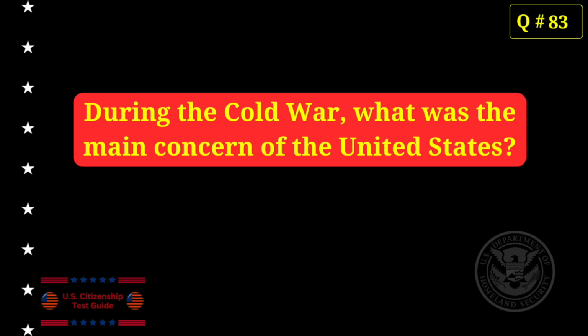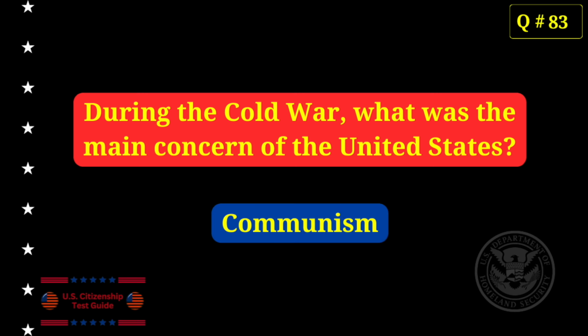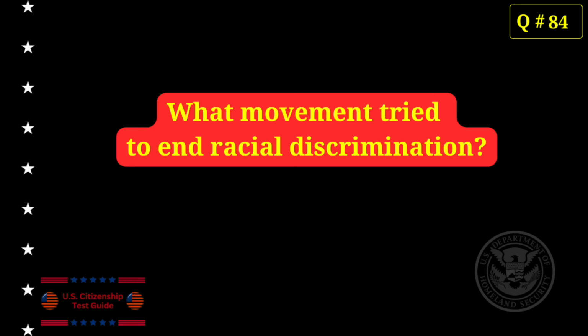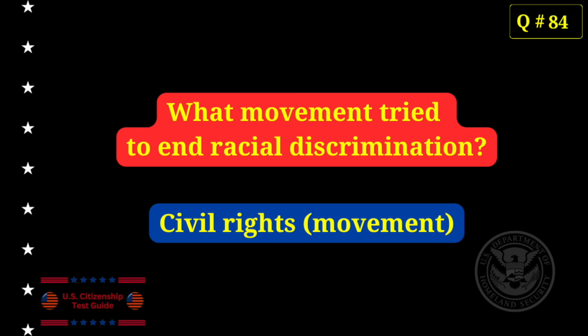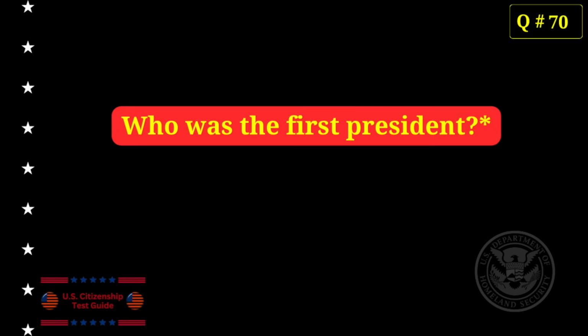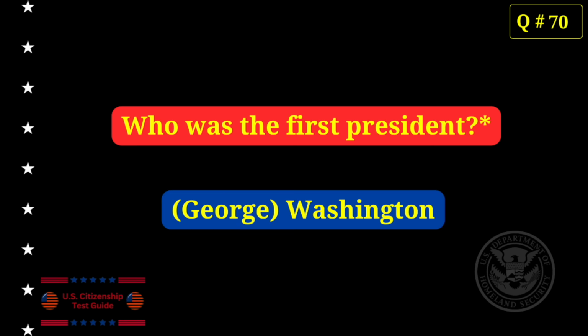During the Cold War, what was the main concern of the United States? Communism. What movement tried to end racial discrimination? Civil rights movement. Who was the first president? George Washington.